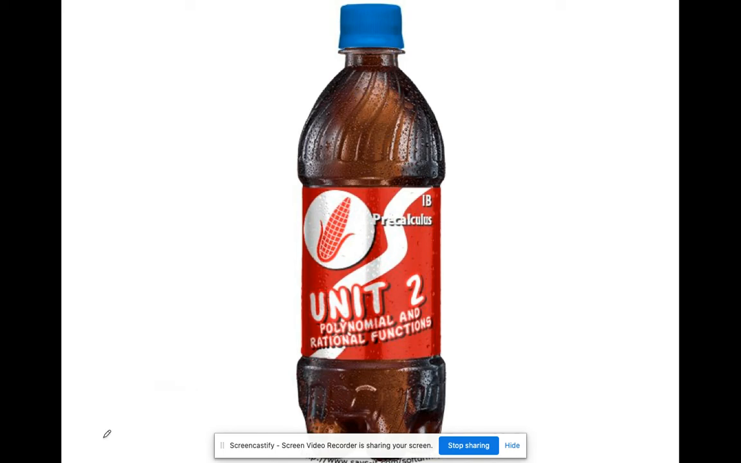Can you believe that when I went to Walgreens and I was looking for some soda, I found this brand? Look, it says IB Pre-Cal on it. Unit 2, Polynomial and Rational Functions.